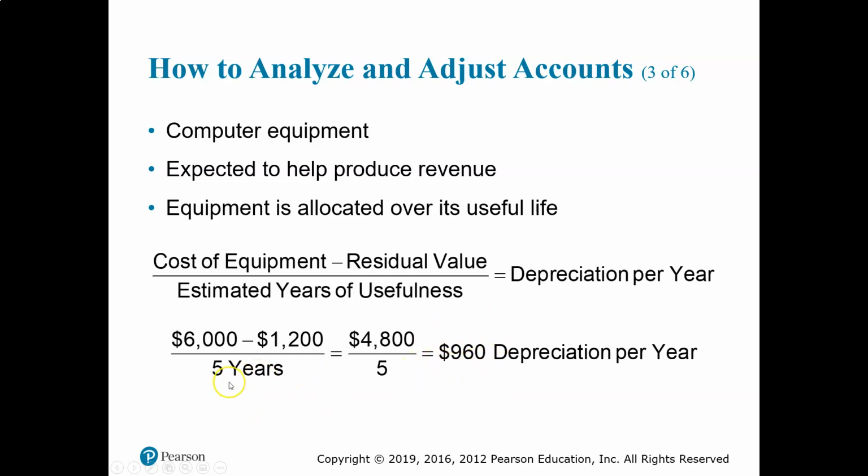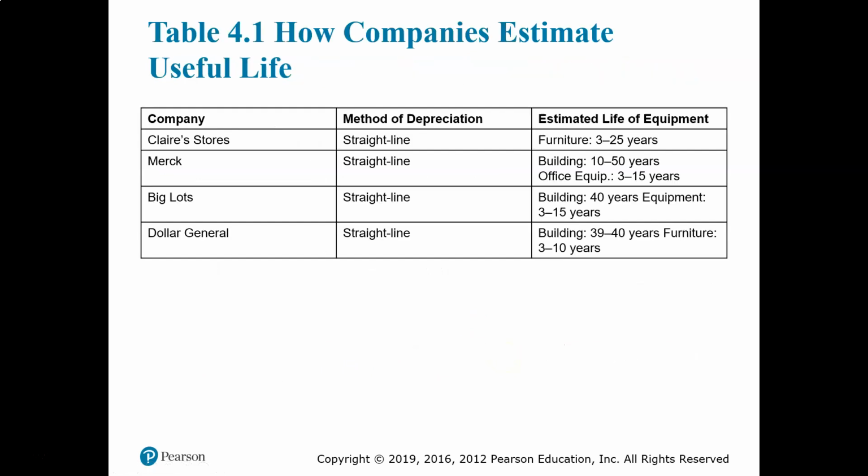You won't need to calculate this formula unless you go on to financial accounting. Then you do need to calculate. You will be calculating depreciation per year. Okay, so our answer is 960 depreciation per year. Here's a table of how companies generally estimate useful lives. The formula on the previous page was straight line depreciation. There's other methods of depreciation that you will learn more detail about in financial accounting.